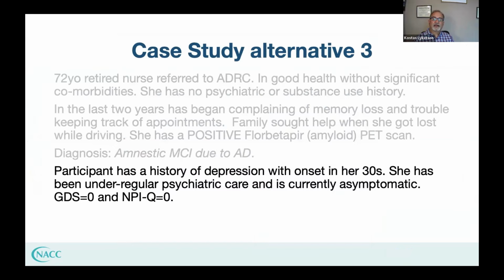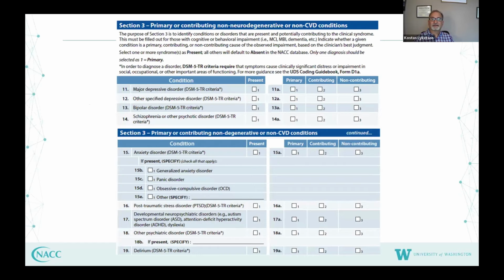So, case study number 3, she has a history of depression, onset in her 30s. She's been under regular psychiatric care, and she's been asymptomatic for a very long time. She doesn't have any current neuropsychiatric symptoms. So you're going to go straight to the back of section three. You're going to want to record that she has major depression. That way we will know, based on all the other data that we've collected, that this was a prior episode and this is not contributing to the MCI because she's not symptomatic.